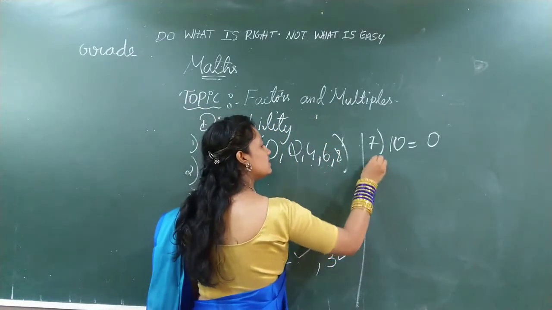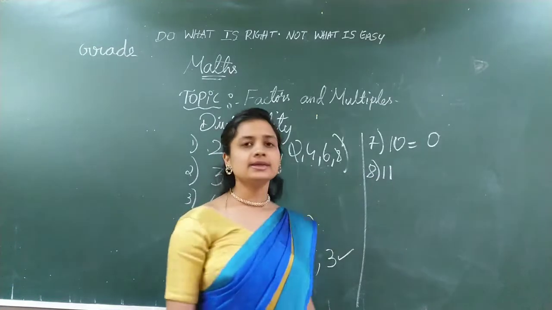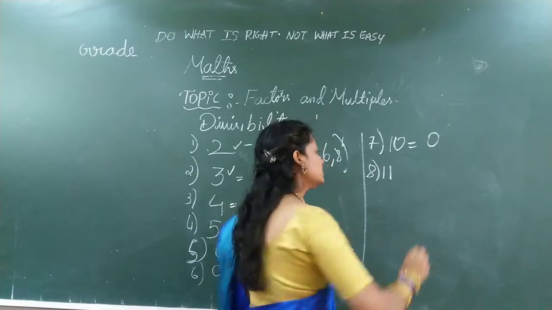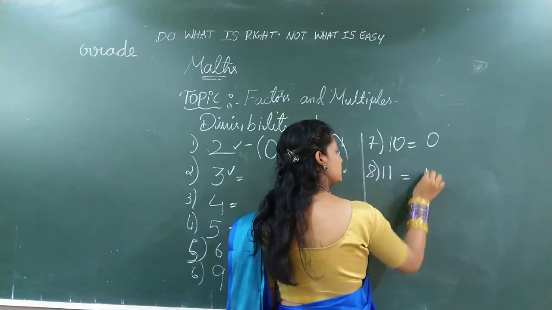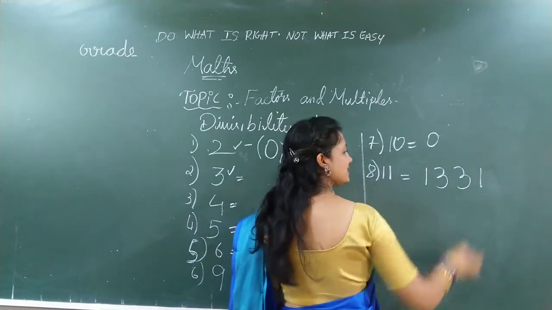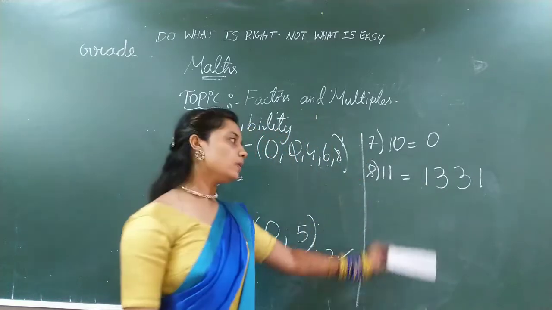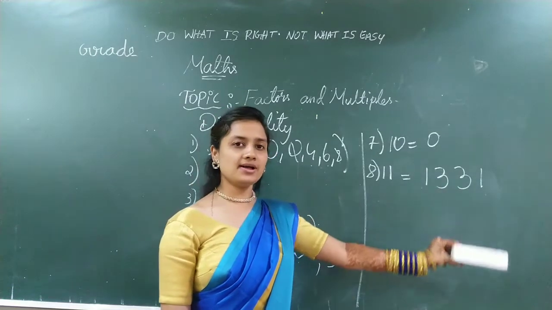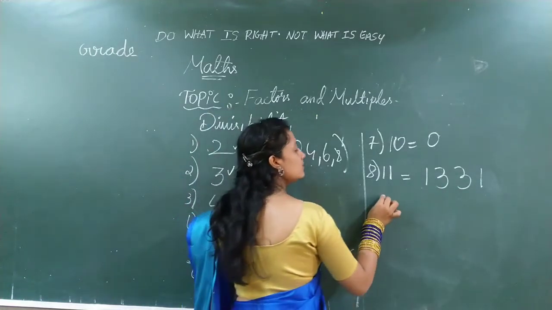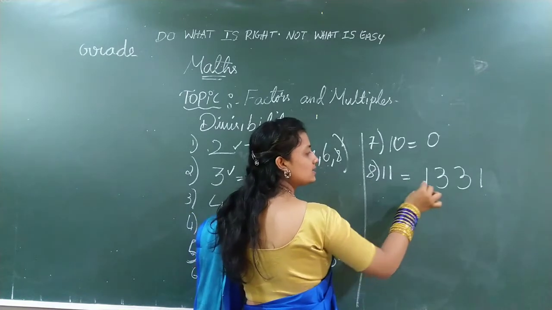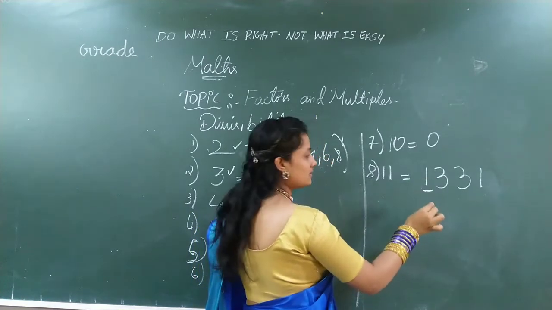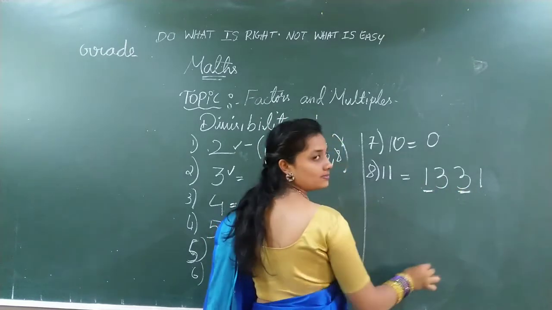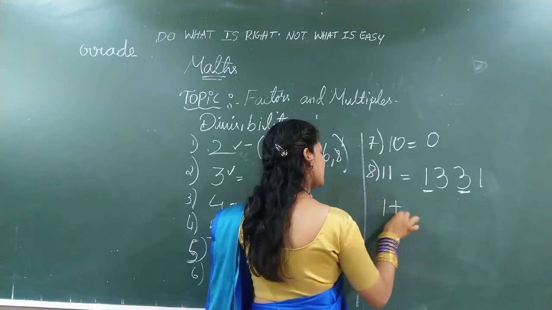Next, divisibility by 11. This is a little tricky, but it is very easy. So let's see with an example. I am going to take the number 1331. So children, for 11 divisibility, what you should do is skip count the numbers. Meaning, I'll take the first number, I'll not take the second, I'll take the third number. I'll take these two numbers and add them.